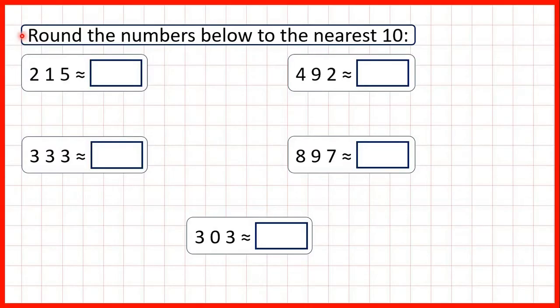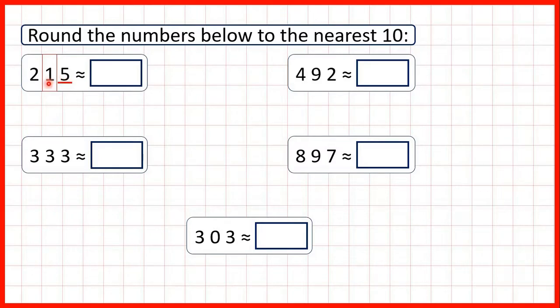We need to round the numbers below to the nearest 10. So first, we have 215. Because we're rounding to the nearest 10, we need to remember the place value of each digit. So in a 3-digit number, we have our hundreds, then our tens, then our ones. So because we're rounding to the nearest 10, we can start by circling our tens digit, and then we underline the digit to the right. So underline our ones digit. We can see that we have 5 ones, and if we have 5 or more, we round up.